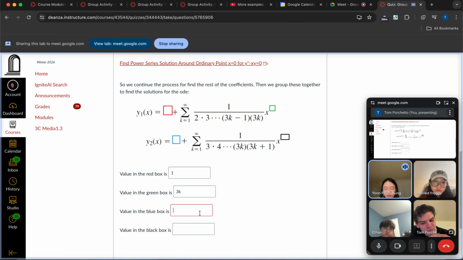Similarly, when I write that for y2, I get x for the blue box, and for the other one, the summation of k equal to 1 going to infinity of x to the power 3k plus 1 divided by 3 times 4 times 3k times (3k plus 1). So the answer would be 3k plus 1.